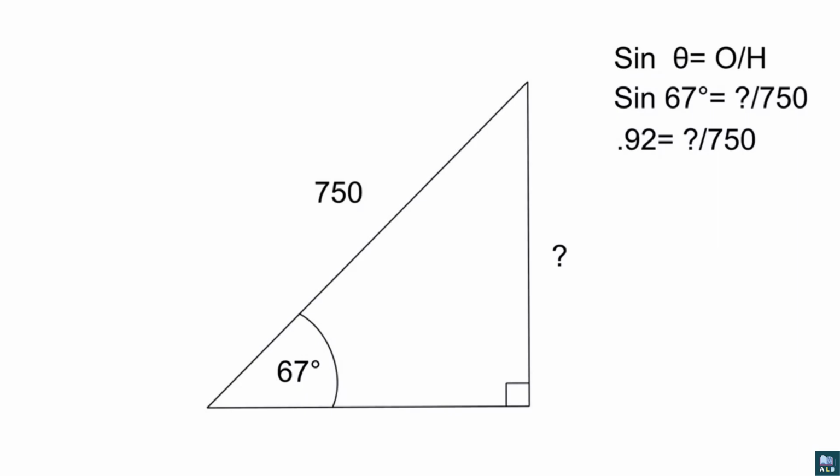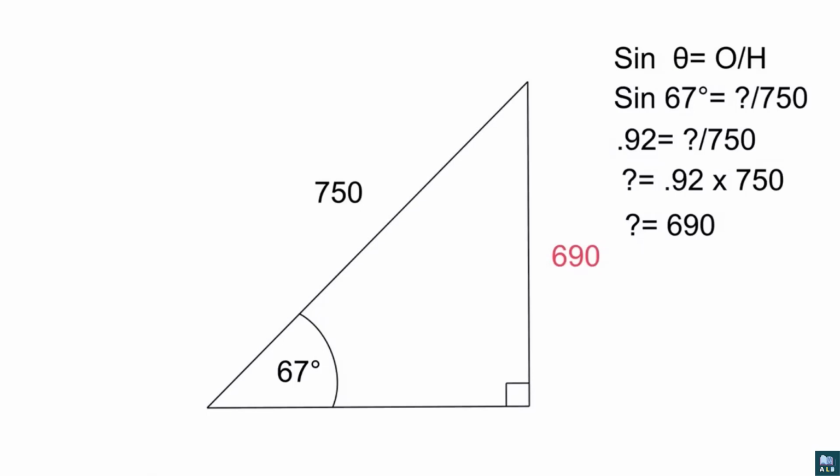Let's take a look at what's next. Using cross multiplication, we end up with our unknown is equal to 0.92 times 750, which gives us a numerical value of 690. So let's punch that into our side of the triangle here. And there you have it, 690.